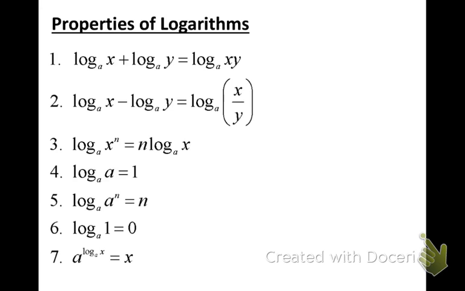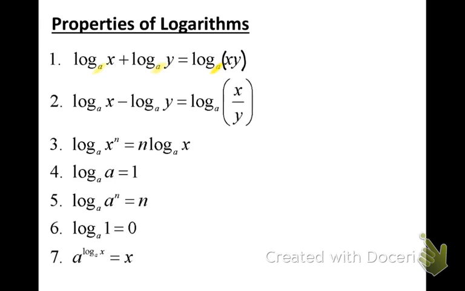So, first property, we have log base a of x plus log base a of y equals log base a of x times y. So realize that in order for this property to work, my bases must be the same. And then when I'm adding 2 logarithms that have the same base, I'm able to squish them down into one logarithm by multiplying their arguments. So xy really means x times y.